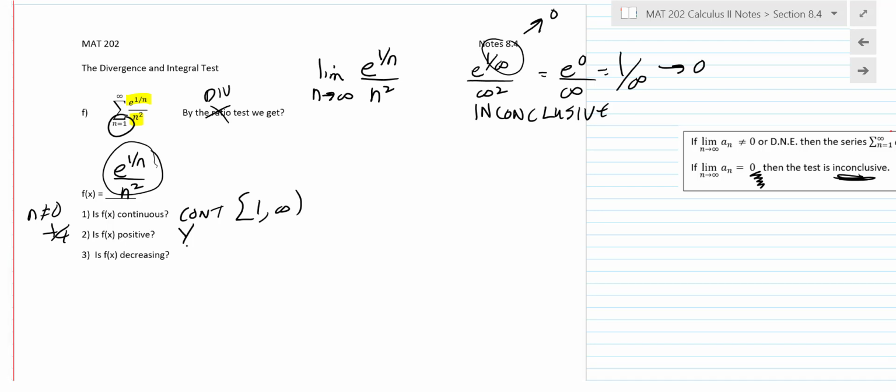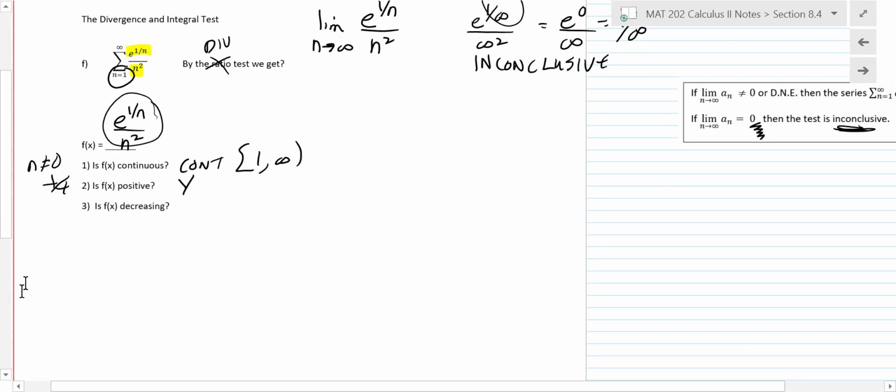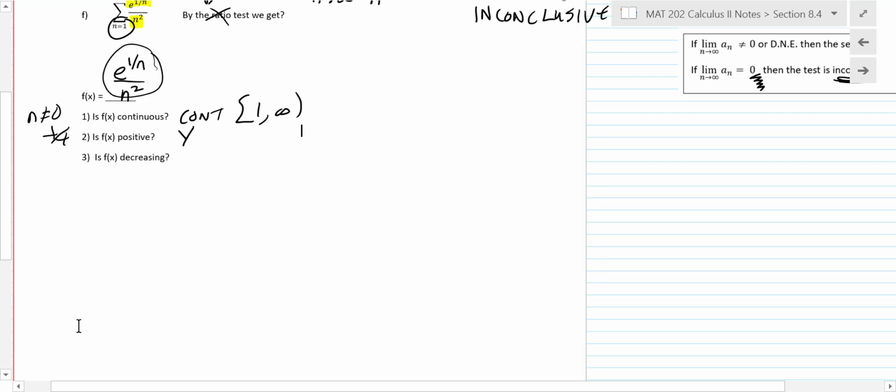Okay, decreasing on this one. Let's see on this one. I'm going to go ahead and do the calculus. I want to do that one more time. Okay, so we're going to do calculus to determine this.